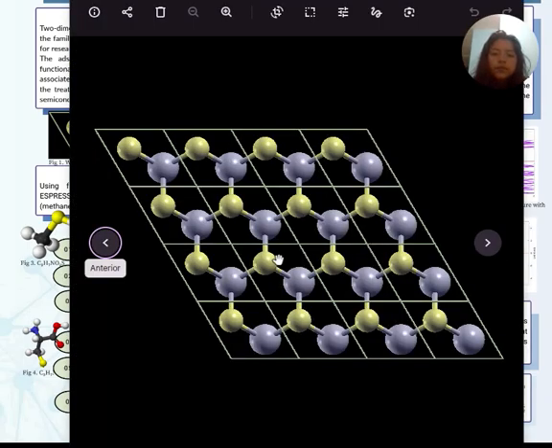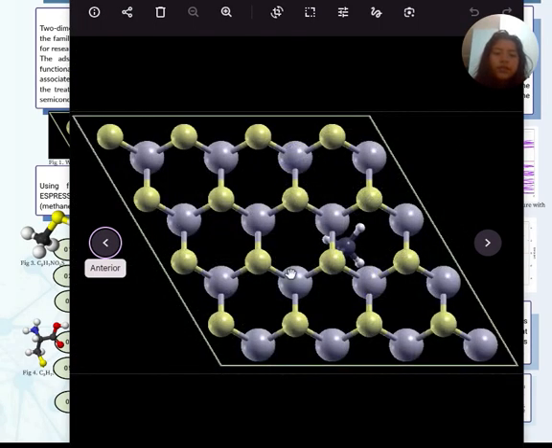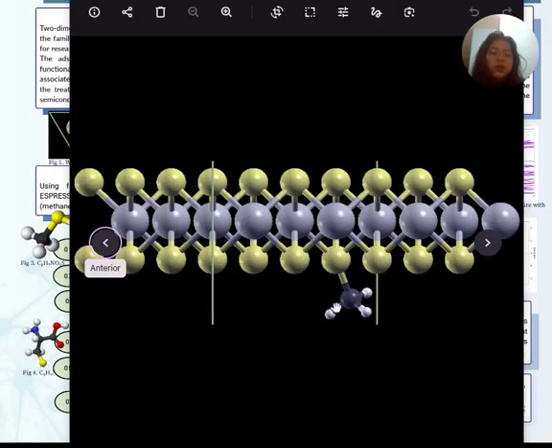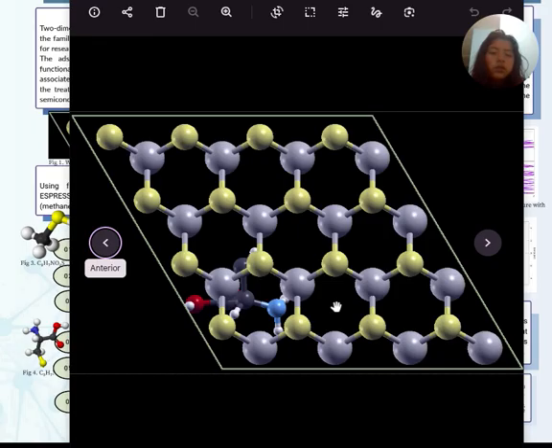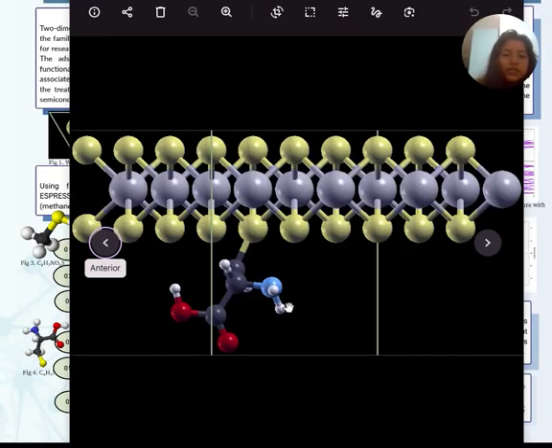For example, this is the supercell with the methanethiol, this is methanethiol, and this is the supercell with cysteine, this is cysteine.